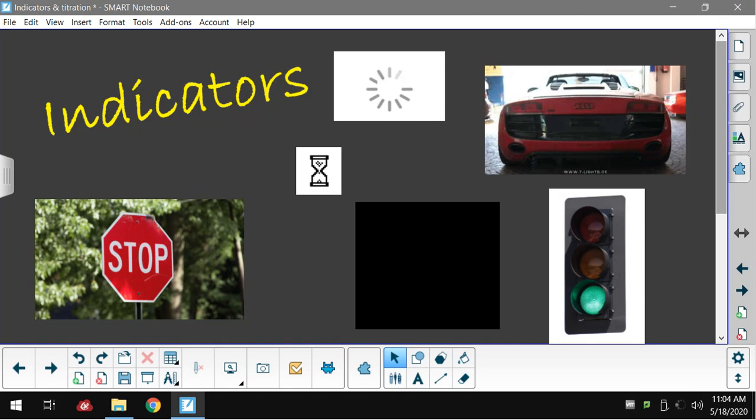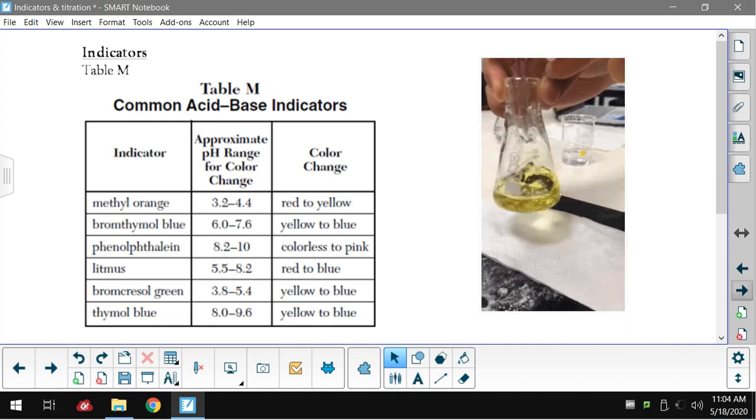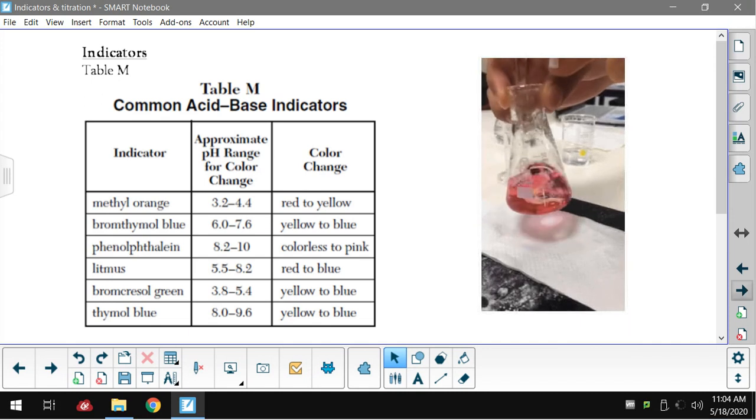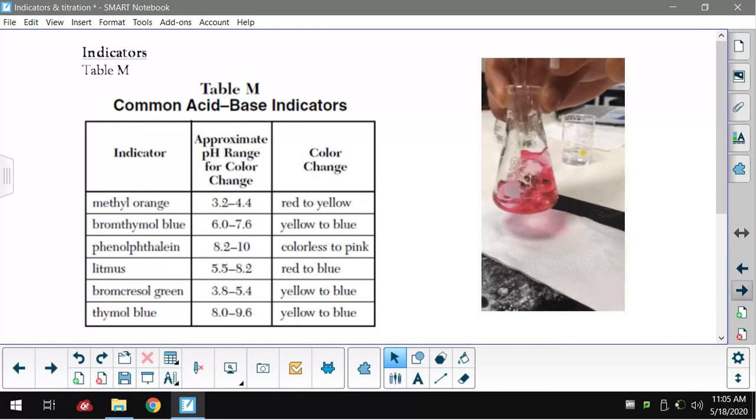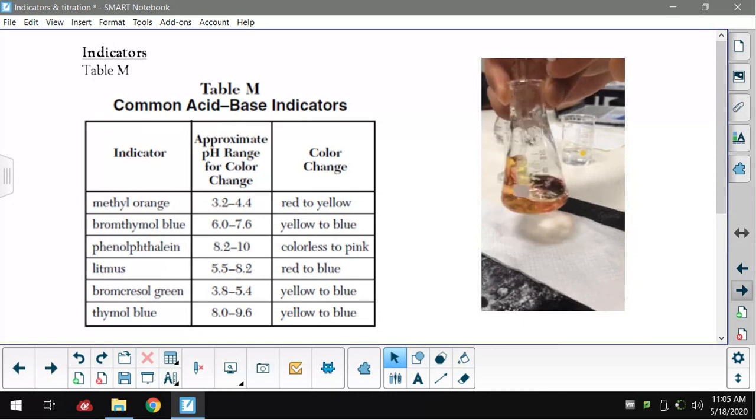There's a whole bunch of indicators in chemistry also. Chemistry uses indicators that change colors, and those typical indicators are based upon pH. Table M in your reference table shows you 6 different indicators. If we were in school, we would do a lab that would not involve the litmus, but instead would have a different indicator called the universal indicator, which tells you the pH in different color solutions.